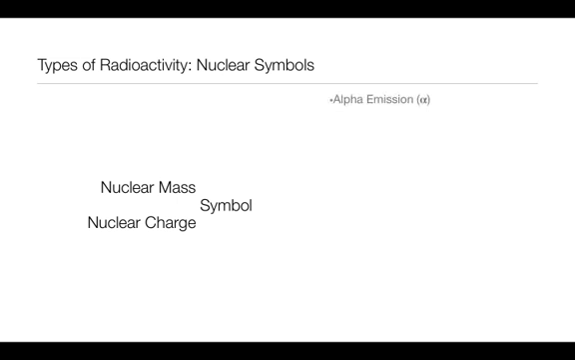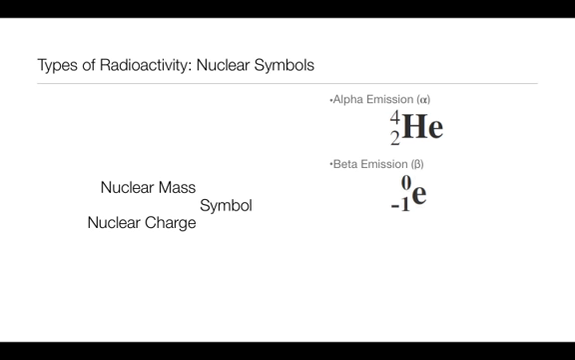The first decay we're going to look at is an alpha emission. We know that an alpha particle is made up of a helium nucleus. Its nuclear mass is 4 because it consists of 2 protons and 2 neutrons. At the lower left, we see it's got a nuclear charge of 2 because of the 2 protons.